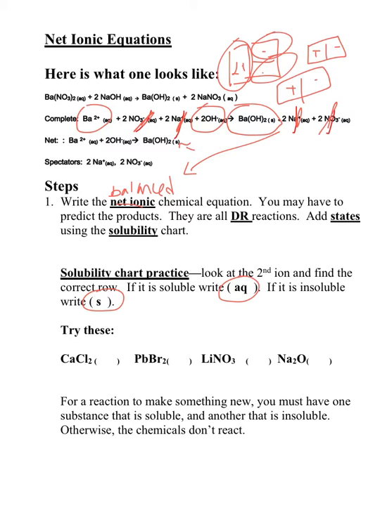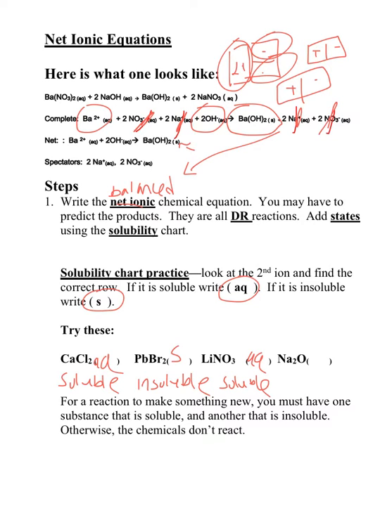Okay, so in calcium chloride, we have a halogen, and most halogens are soluble with a few exceptions. Those would be silver, lead, and mercury. We don't have one of these, so this is AQ, because it was soluble. PbBr2: most halogens are soluble except for lead, which is one of these. So this gets an S for solid, but remember that means insoluble. LiNO3 has both an alkali metal and a nitrate, so that is AQ, because both of those are soluble.